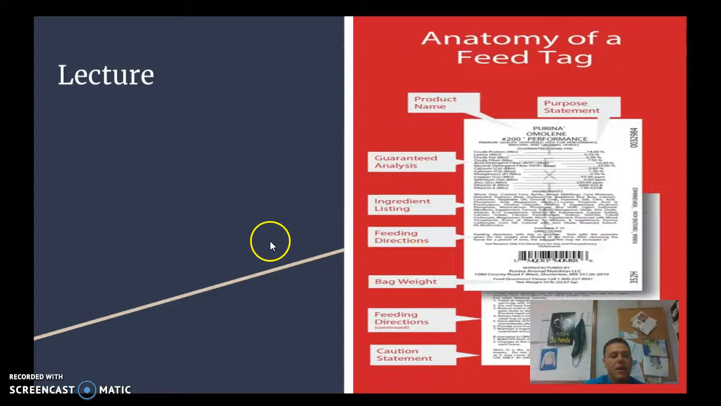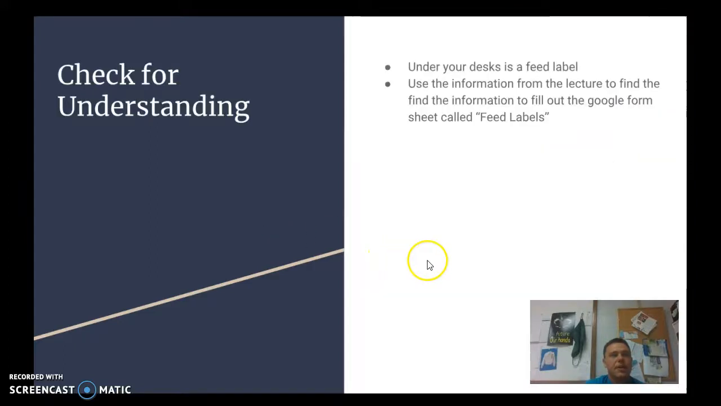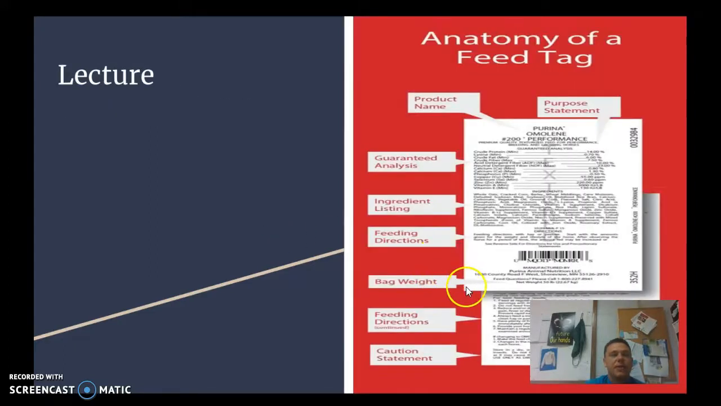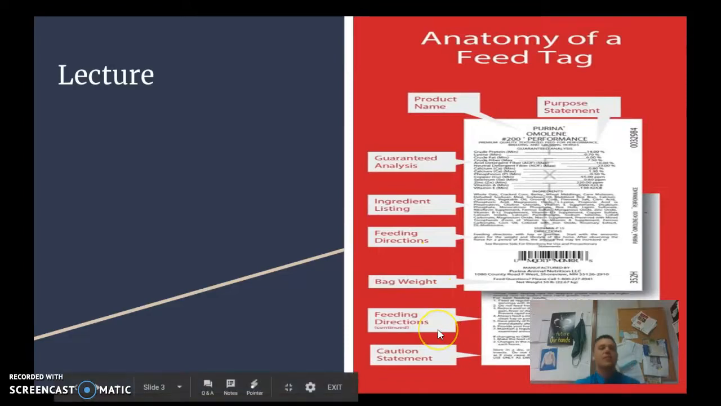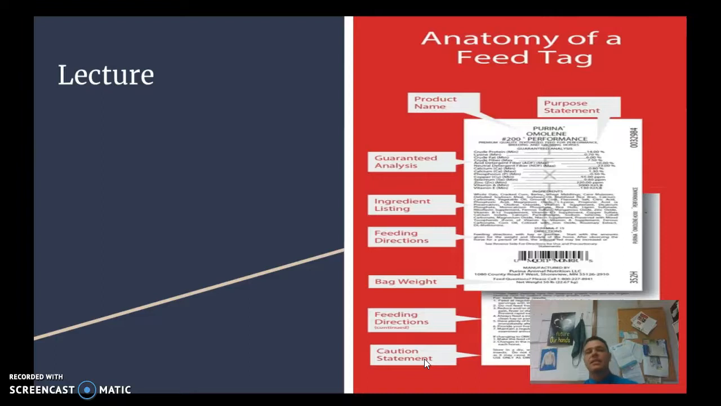Other items that are on here are your bag weight, how much you have. That helps you figure out how long this bag will last. You can figure out through your feeding directions and your bag weight to say, okay, I'm going to be able to do 50 feedings or so. And they can also have a caution statement. The caution statement would be like, do not store in wet areas, or medicated, keep away from non-medicated feed. It's a caution statement based on what your particular feed has.